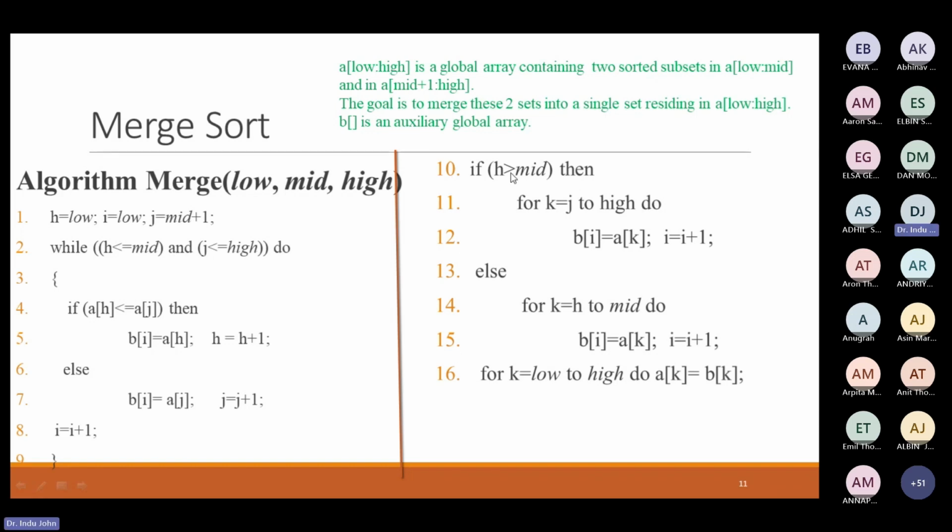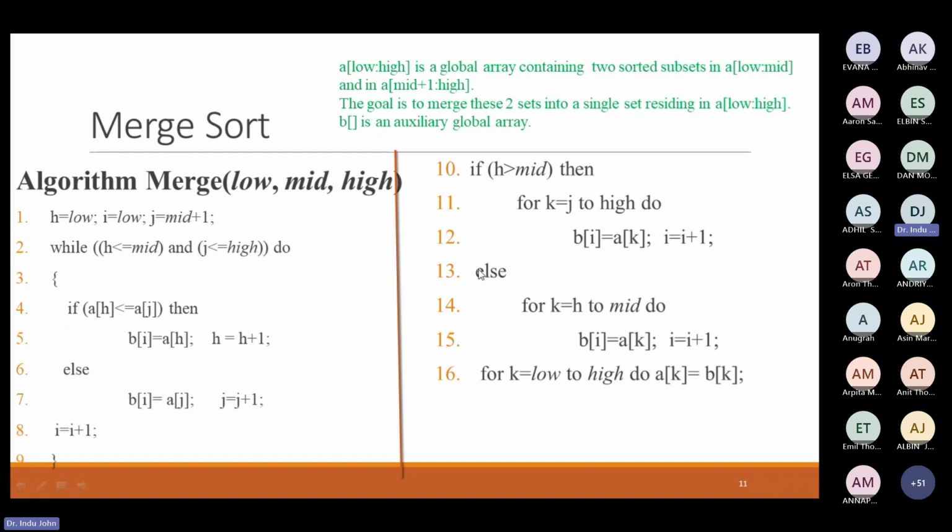So if h is greater than mid, that means h was the variable that we used to keep track of the indices in the first subarray. So that means the first subarray is already processed, and the elements in it are already stored into the array B. Then you need to only copy the elements from the second half. So that is why you have this loop: for k equal to j to i, do b of i equal to a of k and i equal to i plus 1. So whatever is remaining in the second part, you will copy it into the array B.